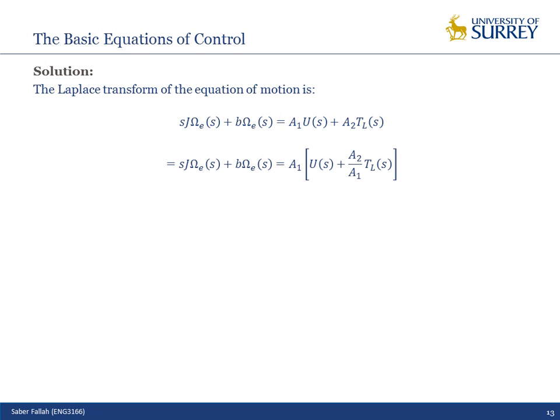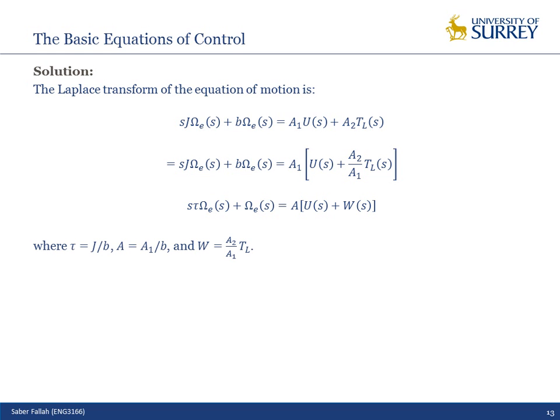I reshape the system. I will have (J s plus B) omega E. I factor out A1 from the second relation. To simplify it more, I will have (tau s plus 1) omega E(s) equals A U(s) plus W(s). I just factor out B here and define J over B as tau. Here B over B will be 1, and A is A1 over B. Okay?